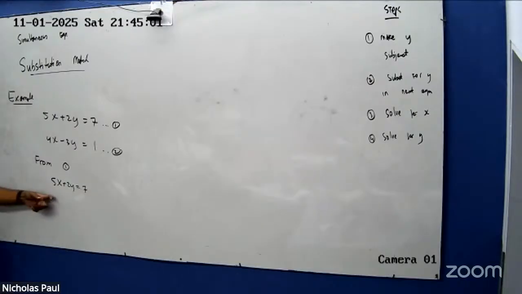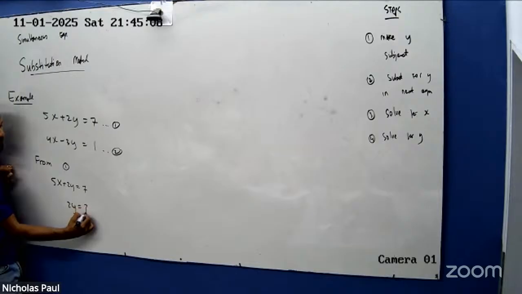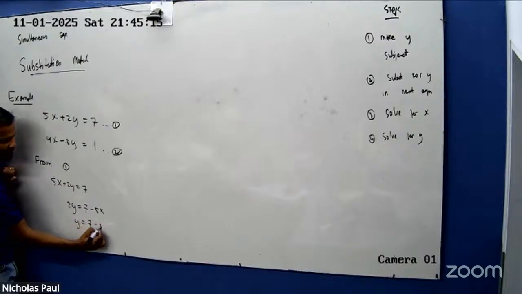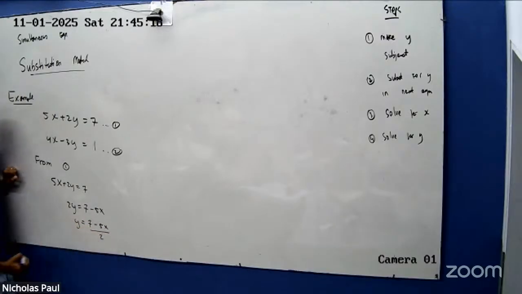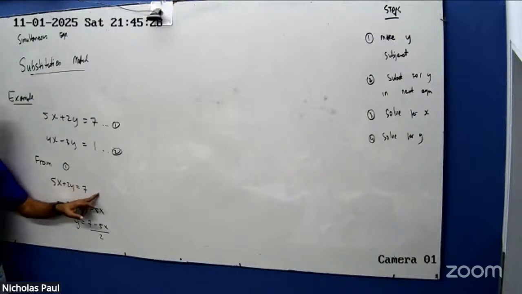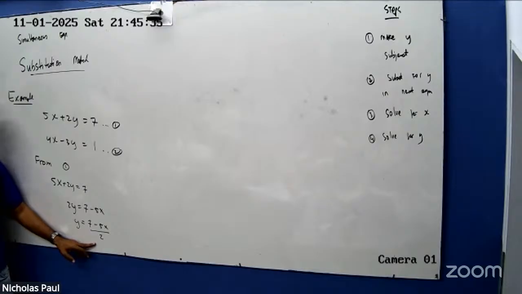Eden, help me make y the subject here now. What to do first? Take across the 5x, nice. It becomes minus 5x. Then take across the 2, it becomes divided by 2. That's okay? So now I made y the subject of the formula. Everybody okay with that? So I move across 5x, it becomes minus 5x, and then I divide everything by 2. You okay with us?